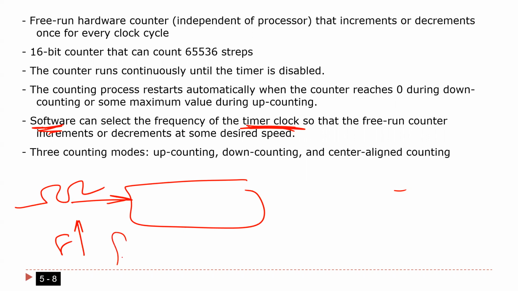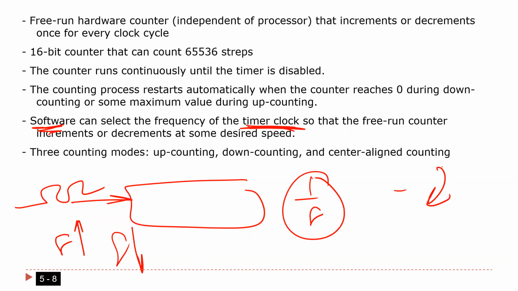So the lower the frequency, the slower it's going to count. You got what I'm saying? This clock is the input clock here. Because 1 over f is going to give you the time for one count. 1 over f is the time for one count.